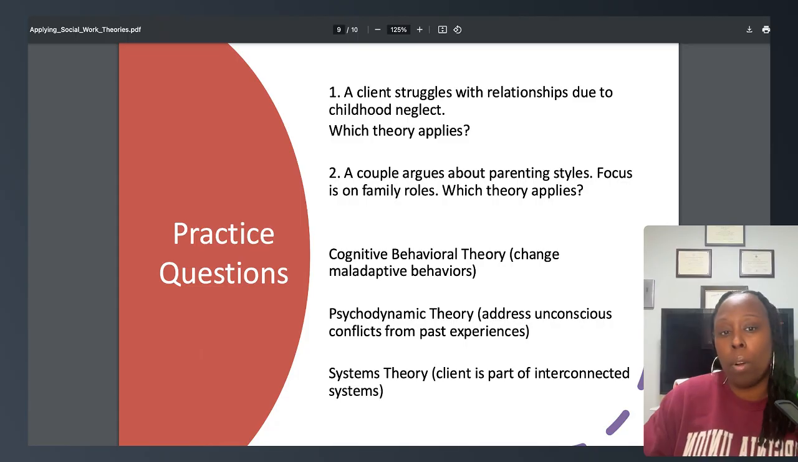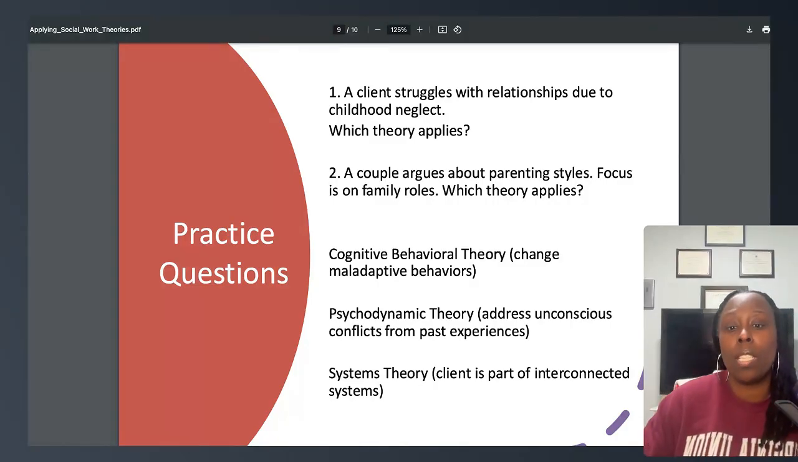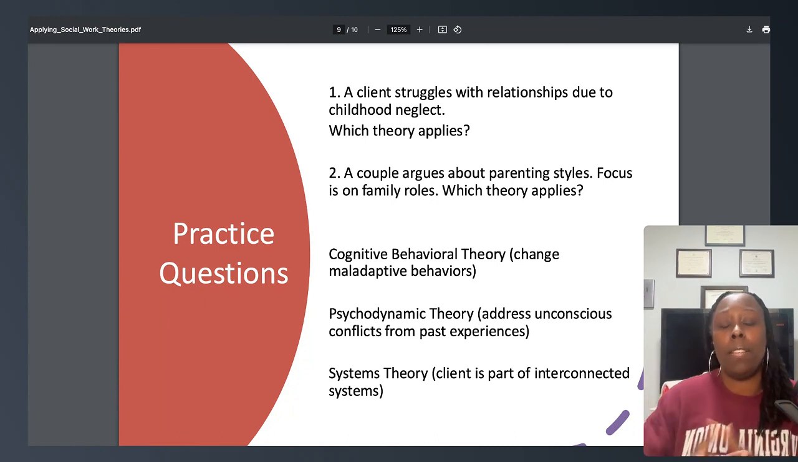So in this case, a couple argues about parenting styles, focusing on family roles. So what theory are we using? Cognitive behavior, I don't see any maladaptive behaviors there. We know they have parenting style issues or concerns, but we don't really know if they're negative parenting styles or anything maladaptive. I don't see anything where we're talking about the past. I don't see any conflicts coming up. It's not saying the couple is having issues because of their childhood. Nope. So we're going to go with systems theory. In this case, we can see that the parent unit is part of a bigger system, and the system that is larger than them is the family.